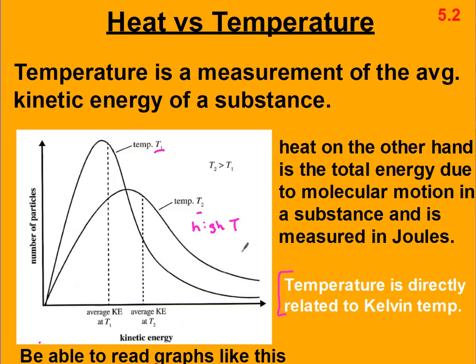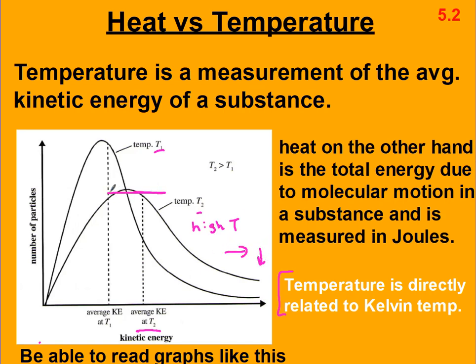Because it's got a larger range in kinetic energy. If we draw a line down from roughly the center of that curve, T2 has a higher kinetic energy than T1 does. We have to have the same area under the curve, so the higher temp, or the one that moves with more kinetic energy, is going to be further to the right and it's going to be further down.